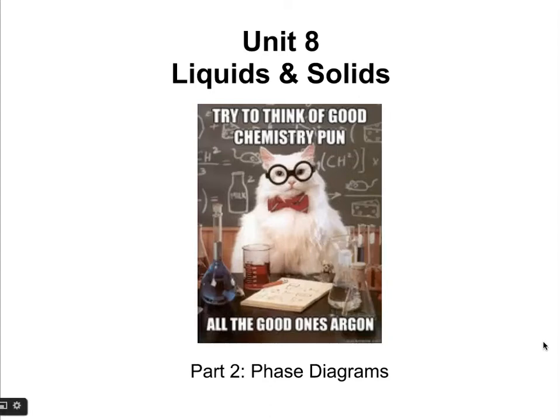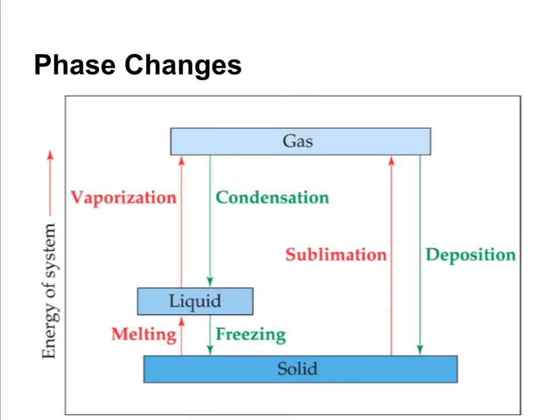Part 2 of Unit 8 is about phase diagrams. Okay, let's review the changes between the three different phases: solids, liquids, and gases. We know that solids have the lowest amount of energy, liquids have the next highest amount, and the gas phase has the highest amount of energy.